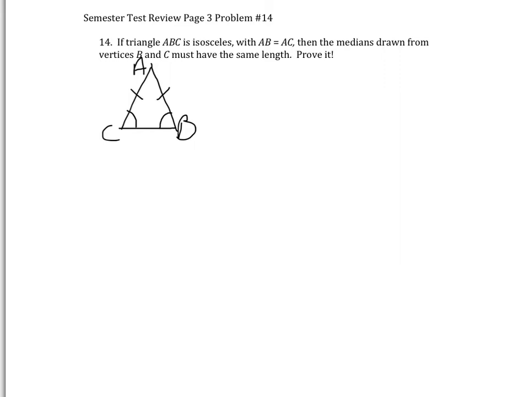vertices B and C. All right, so just to recall, a median goes from the vertex to the midpoint of the opposite side. So if I go ahead and mark the midpoint there, I'm going to mark the midpoint by marking these segments, and I'm going to draw my median. And then I'm going to do the same, and I can go ahead and mark these congruent because I know that if side AC and AB are congruent, that the midpoint would divide both those segments into congruent pieces. Okay, so I'm going to go ahead and draw that right there.